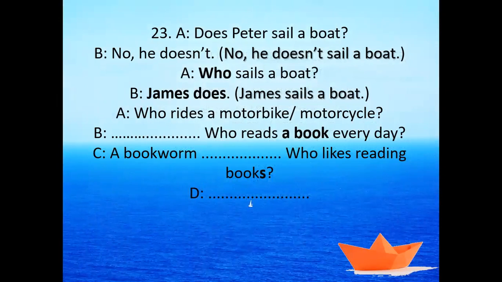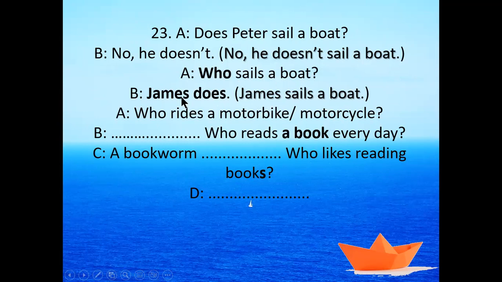23A. Does Peter sail a boat? No, he doesn't. Or no, he doesn't sail a boat. Who sails a boat? James does. Attention, please. Who sails a boat? James does. For example, let's remember the to be sentence. Who is a captain? James is. Who can sail a boat? James can.